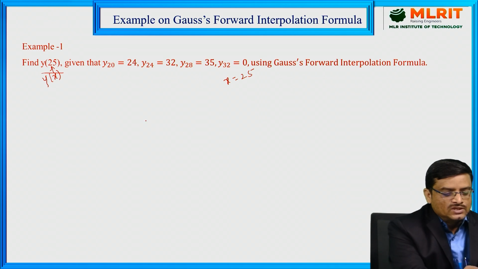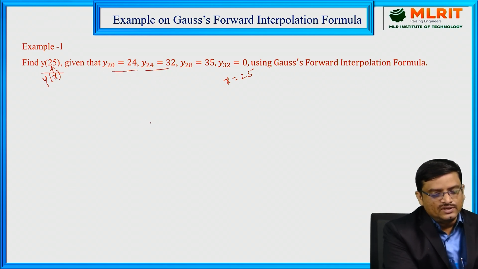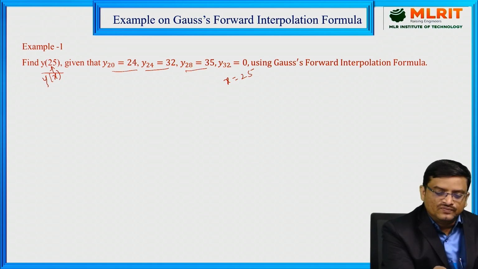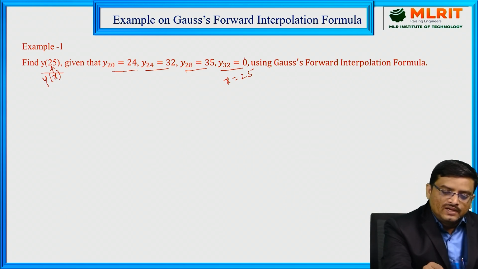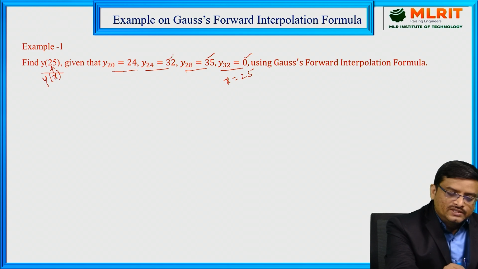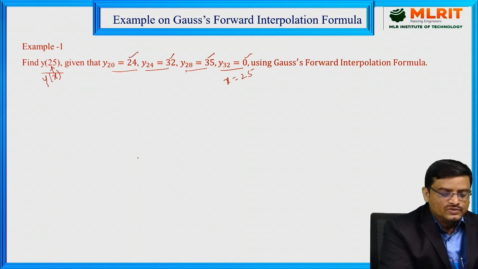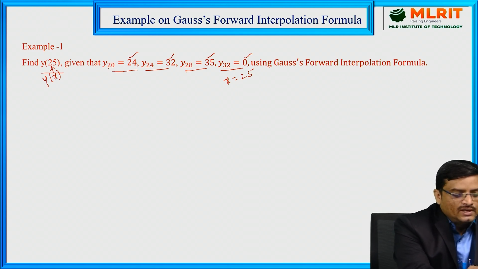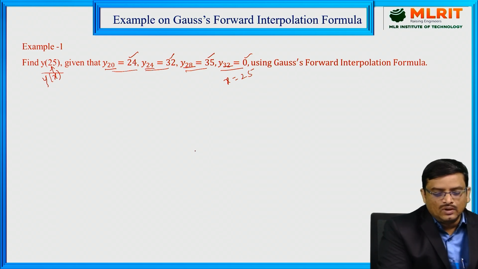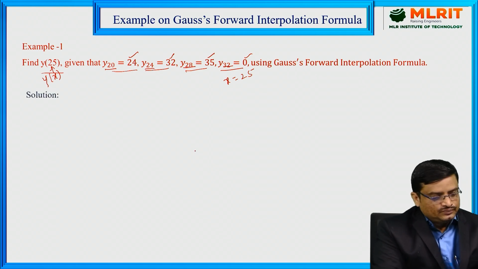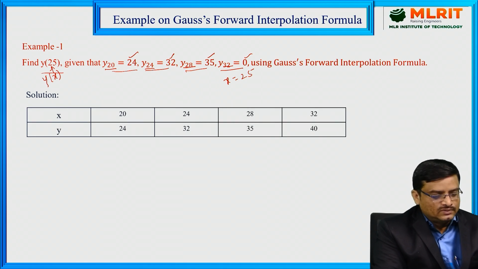And the data he has given is y suffix 20 is equal to 24, y suffix 24 is equal to 32, y suffix 28 is equal to 35, y suffix 32 is equal to 40. So whatever the values we have on the RHS, you consider these values as y values, and whatever the values we get on the LHS side, you consider these values for the x variable.